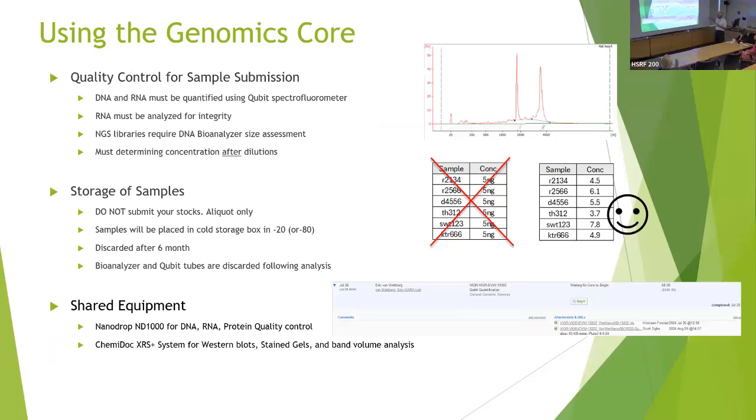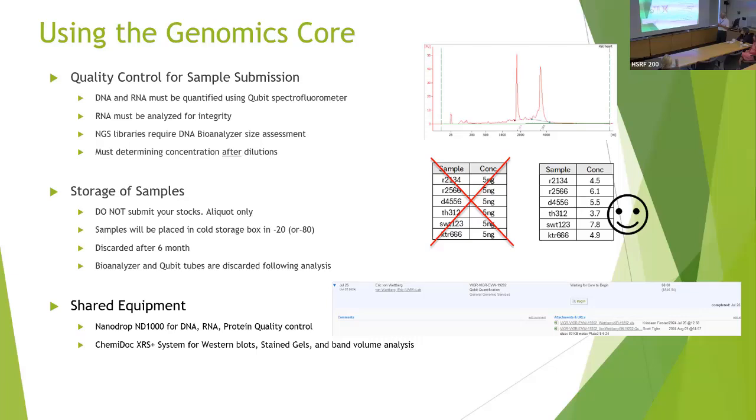So quality control for sample submissions. When you submit samples, you have to quantify them by Qubit. I assume many of you have a Qubit. Make sure that you Qubit them, and we're not relying on NanoDrop. If you can't do it, we'll do it for you. We have a service for Qubit and spectrophotometric analysis.